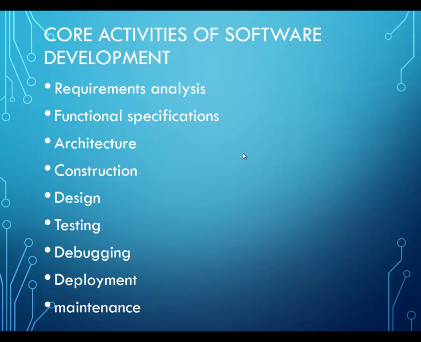The core activities of software development are requirement analysis, functional specifications, architecture, construction, design, testing, debugging, deployment, and maintenance. So when you check the software development stages, phases, or activities, you can see that, for example, within the initiation, you will see some of those activities being performed. Within the planning, some other activities. Within the execution, other activities, and so on. So you can see that to develop software, we need those activities, those steps.